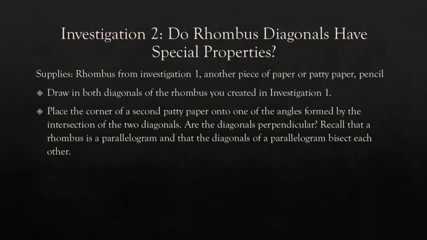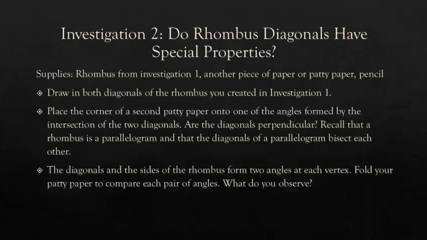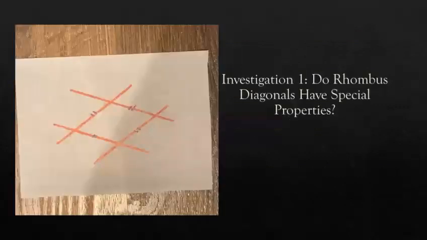Recall that a rhombus is a parallelogram, and the diagonals of a parallelogram bisect each other. So the diagonals and the sides of the rhombus form 2 angles at each vertex. In a minute, we'll also fold our patty paper to compare each pair of angles and see what we observe. Here's the first part of that.